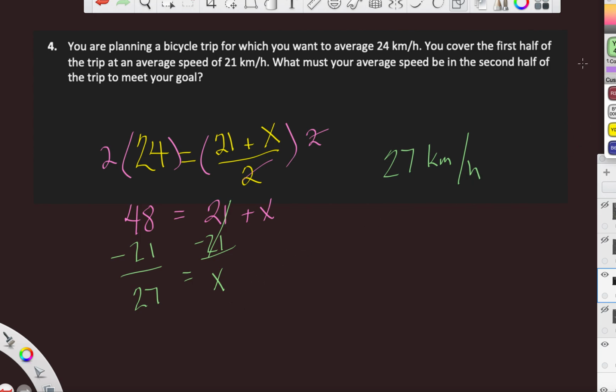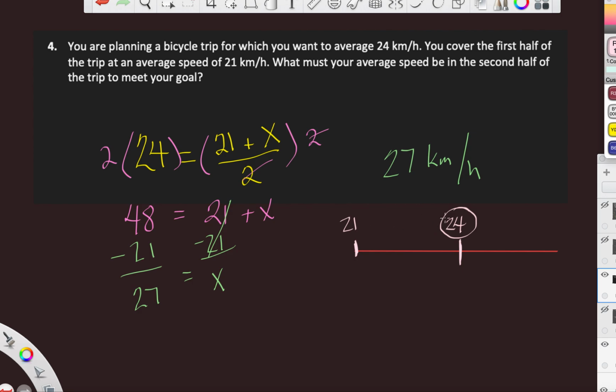Now, is there a simple way just to reason this out? And my answer to that question is, yeah, there's a super simple way to reason this out. And I'm going to show you just by showing you a line. Here's a line. Here's what I consider the center of the line, and this is my 24, my average, the thing that I want. And over here is the first half, and I was at 21.